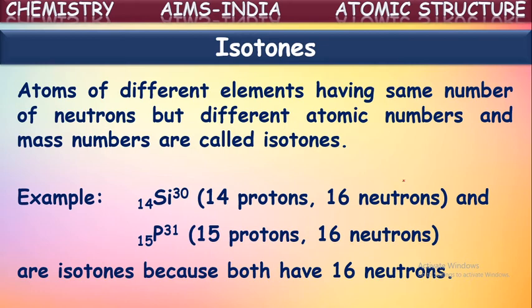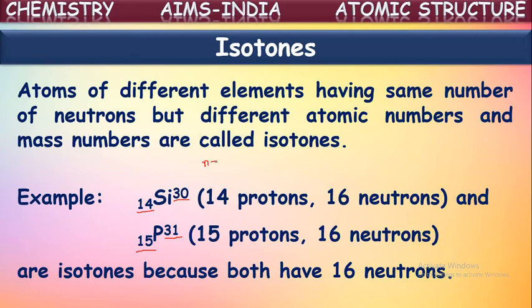If you observe, they have different atomic numbers. For silicon it is 14, for phosphorus it is 15. Even the mass numbers are different. For silicon the mass number is 30 and for phosphorus the mass number is 31. They have different atomic numbers and different mass numbers, but the number of neutrons is the same in both. How to calculate the number of neutrons?